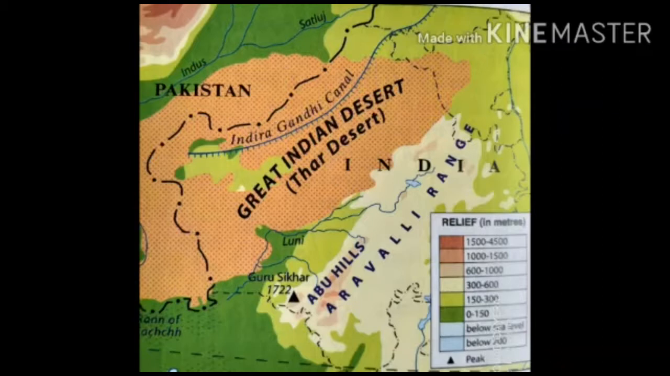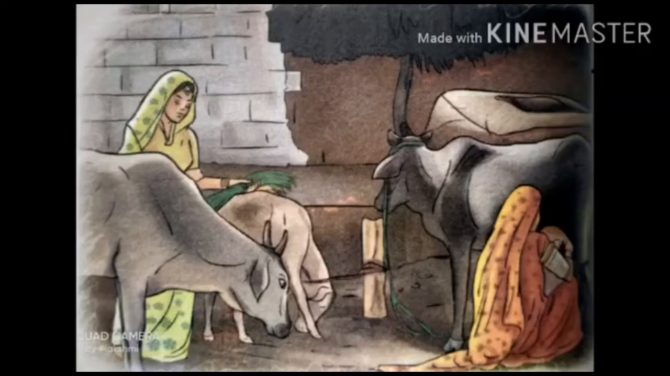Bangara and Luni. What kind of occupations or works are done here? In the areas where water is available, agriculture is an important occupation of the people. Farmers grow jowar, bajra, wheat and millet.